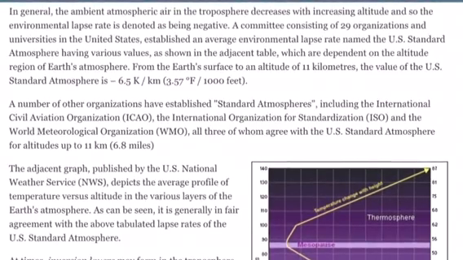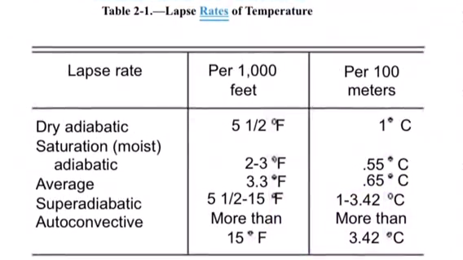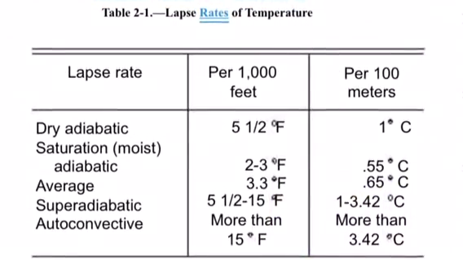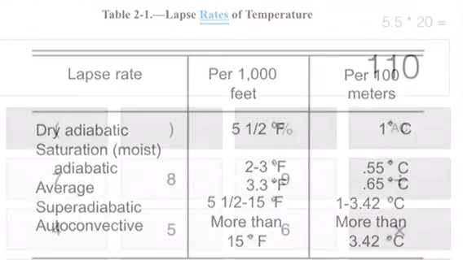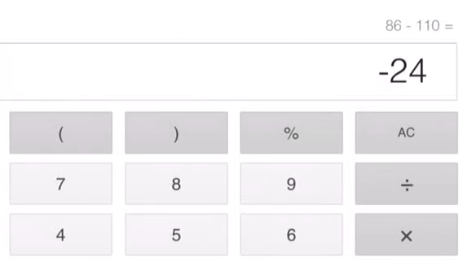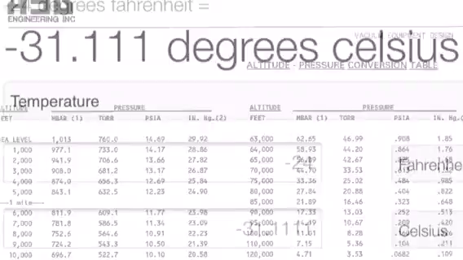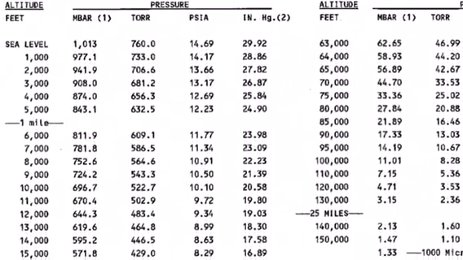is 3.3 degrees per 1,000 feet. The most unfavorable conditions, realistically, would be at 5.5 degrees every 1,000 feet. So, using a highly conservative figure, 20,000 feet, and the worst lapse rate, 5.5 degrees Fahrenheit, we worked that out to negative 24 degrees Fahrenheit. This puts us just above negative 31 degrees centigrade.